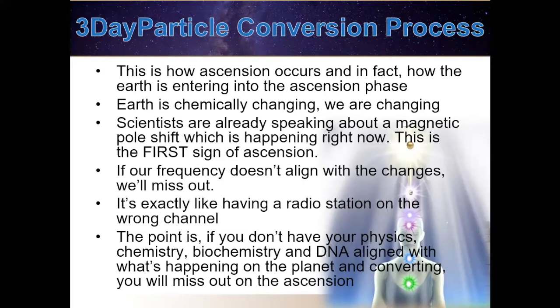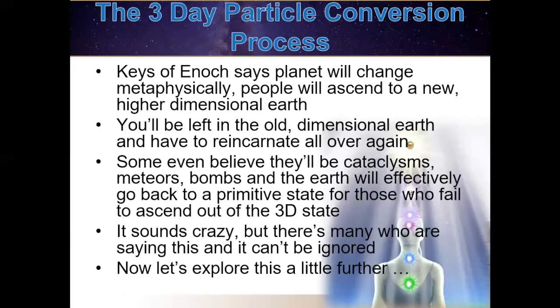So the Keys of Enoch says the planet will change metaphysically. People will ascend to a new higher dimensional Earth. You'll be left in the old dimensional Earth and you'll have to reincarnate all over again. Some even say cataclysms, meteors, bombs, and the Earth will effectively go back to a primitive state for all those who fail to ascend out of the 3D state. It sounds crazy, and it sounds like something out of a movie, but there's many who are saying this, and it cannot be ignored. Now, let's explore this a little further.